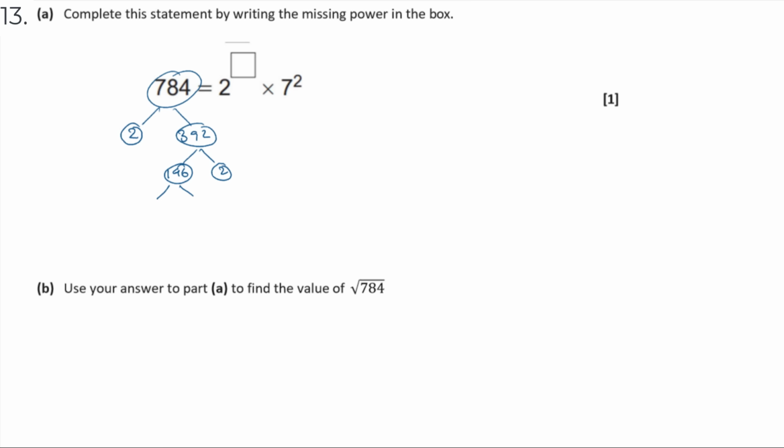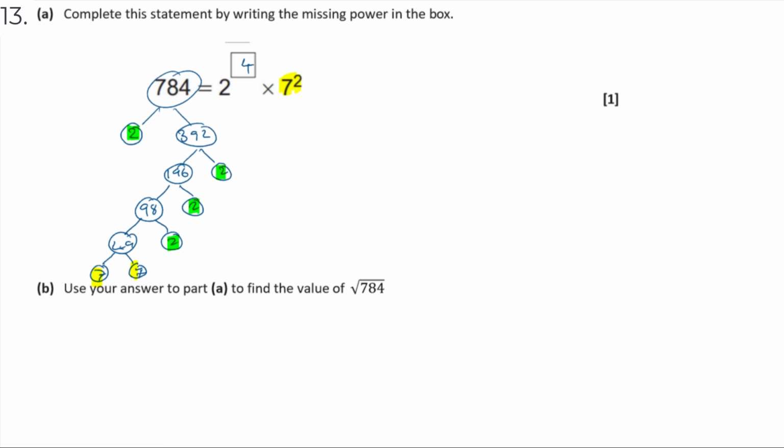Can half 196. I can take another 2 out. And then half of 196 is 98. And then that breaks down into 2 and 49. And then the 49 gives me the 2 sevens. Okay? So then how many 2s have I got then? My 2 sevens, look, that's what's there. And then I've got 1, 2, 3, 4. 4 2s, so that's 2 to the power 4 times 7 squared, and that's going to give me 784 again.